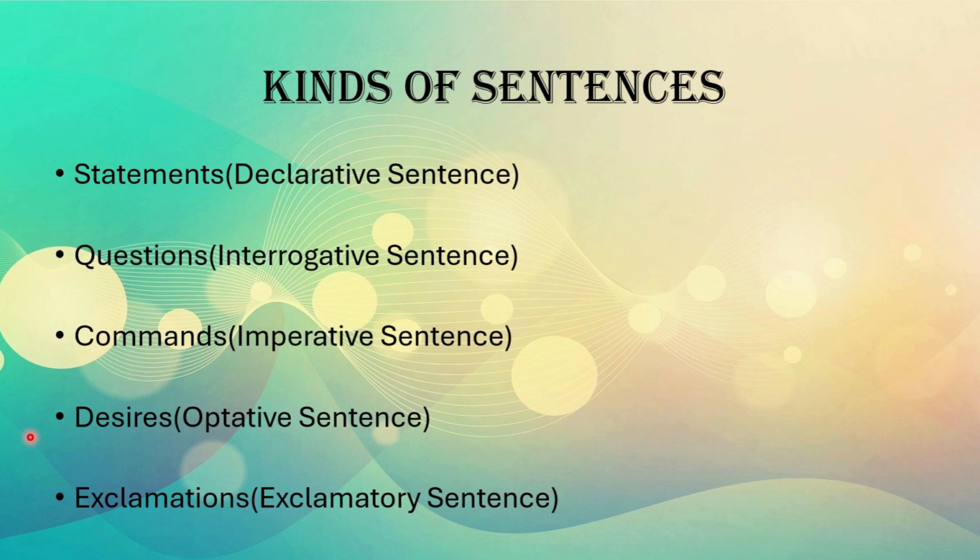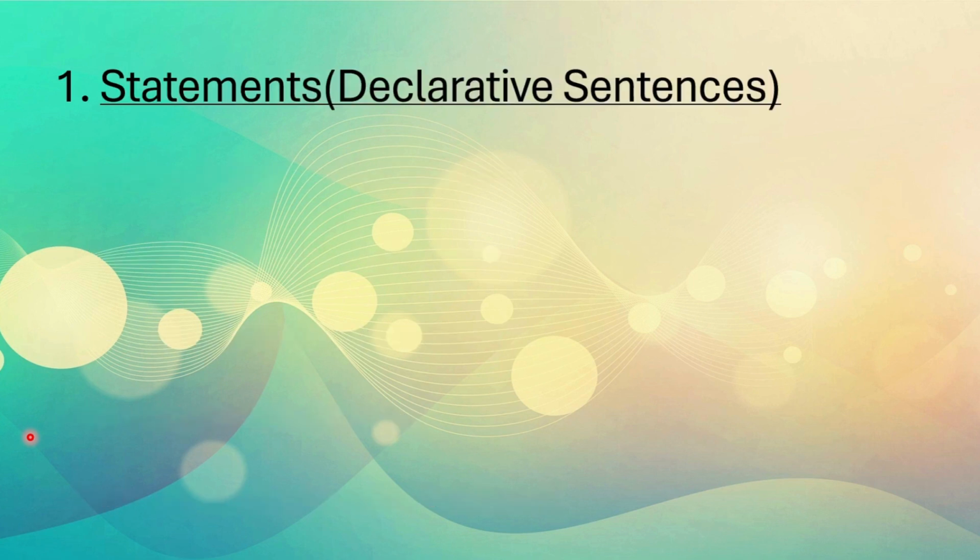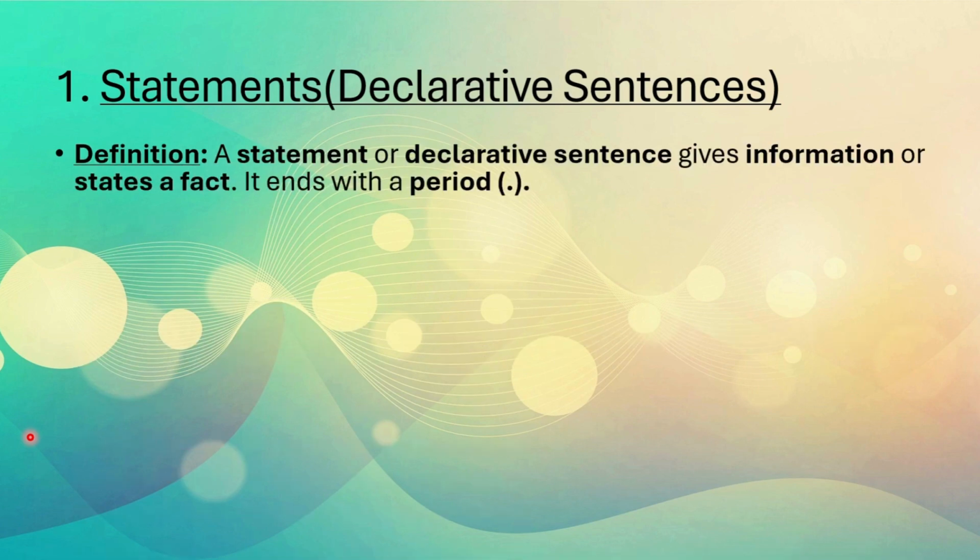So now let us move to each kind of sentence. The first is declarative sentence or statements. A statement or declarative sentence gives information or states a fact. It ends with a period. It always ends with a full stop. Period means a full stop.